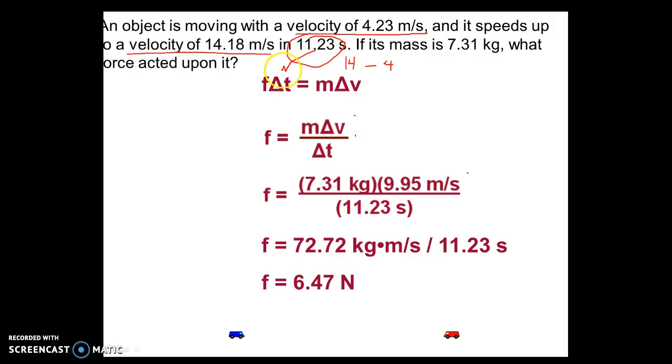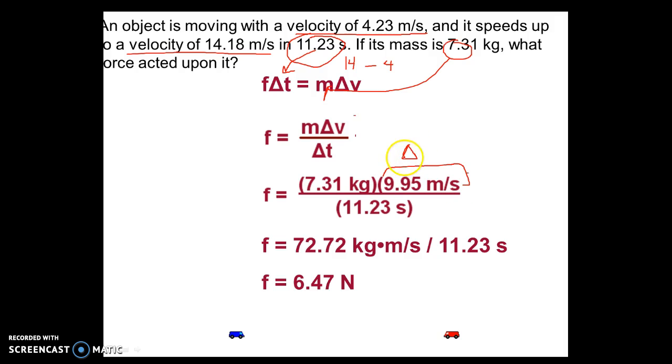That would go here. And then we have mass. That's going to go here. You want to get force by itself. So they did the algebraic step, dividing both sides by delta t. So by dividing delta t over here, we left F by itself. Delta t over here. Don't forget to do your math to solve for the change in velocity.